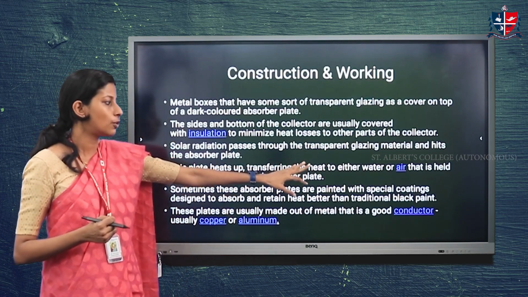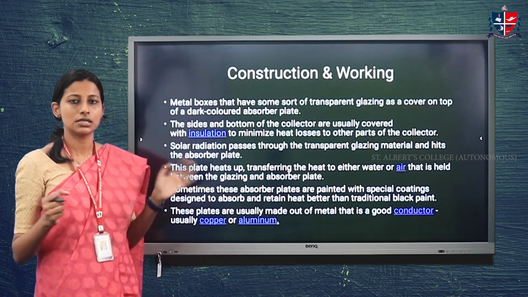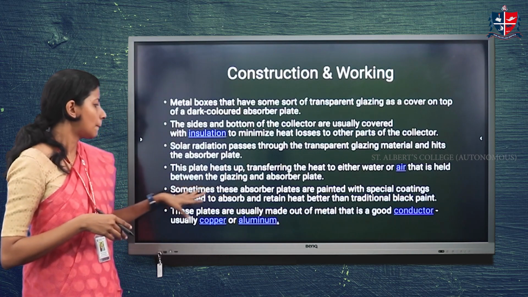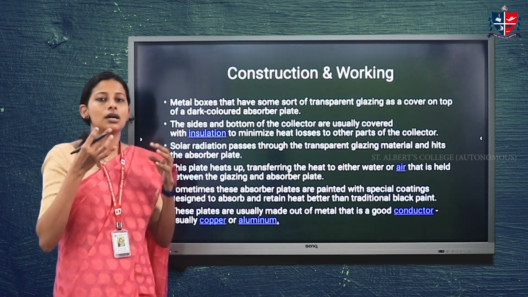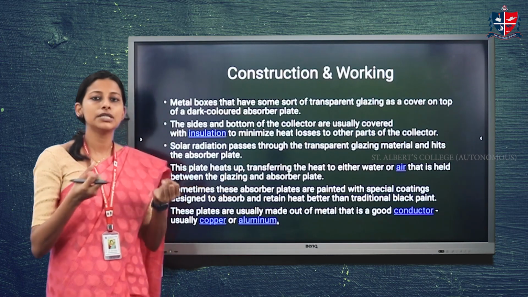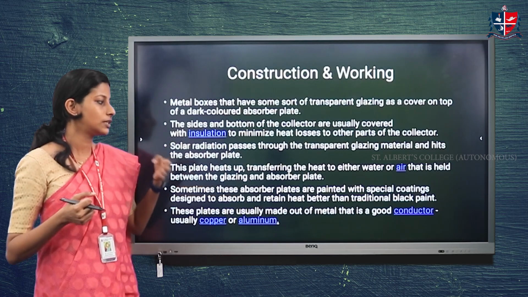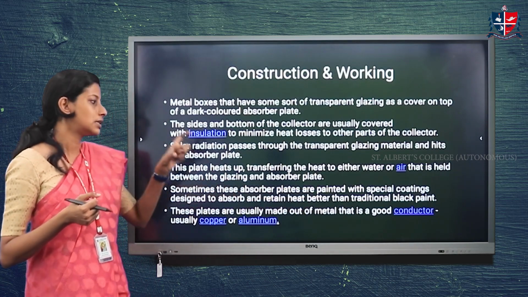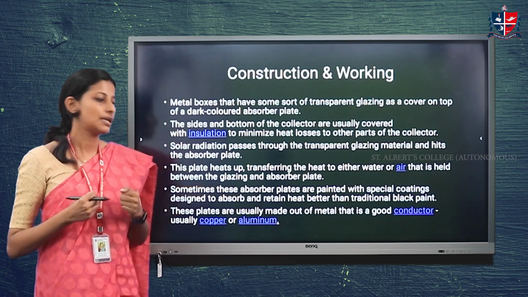If it is transferred to water, it becomes a water heater. If air is used inside, it is used for space heating or for crop drying and such other applications. Sometimes these absorber plates are painted with special coatings. As I said, black materials have a very high capability to absorb. So in order to increase absorption, we give special types of coatings like black paints. Better than traditional black paints, we can give certain designated special coatings over the absorber plate to increase its absorptivity.